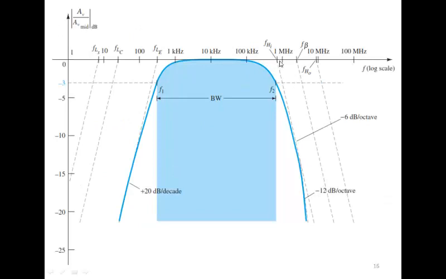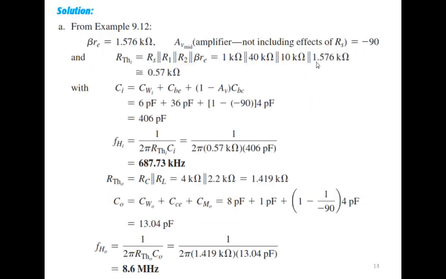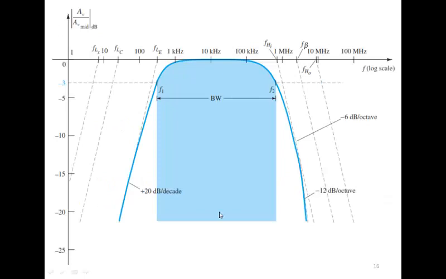So this is the 1 megahertz point. The first break would occur at this frequency. This is the FH of the amplifier or F2 of the amplifier. This is the lower cutoff frequency FL or F1 of the amplifier. So this would be the bandwidth. The other cutoff frequencies are higher than FHI, for example F beta, which was around 2 megahertz, and FH0, which was around 8 megahertz, 8.6 megahertz to be more precise.